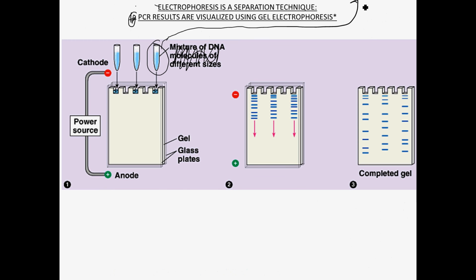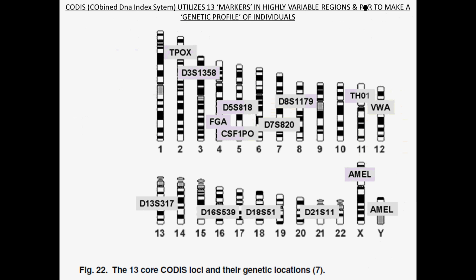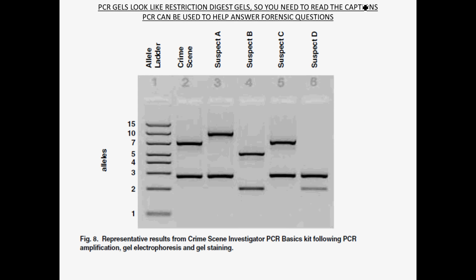So gels separate based on fragment size, right? And so I'll skip that. And this is the result. This would be the result of a PCR gel. This is what PCR gels look like. Now, I'm going to just point out here that the PCR gels often look like restriction digest gels. So you need to read the captions down here to let you know, like, okay, this is the result of a PCR gel, or so this is following PCR amplification. So this is not an RFLP, a restriction fragment length polymorphism result here.